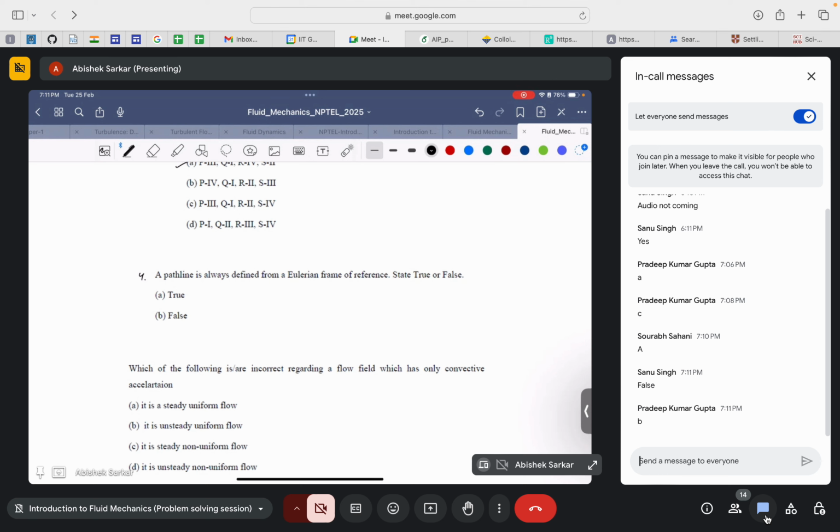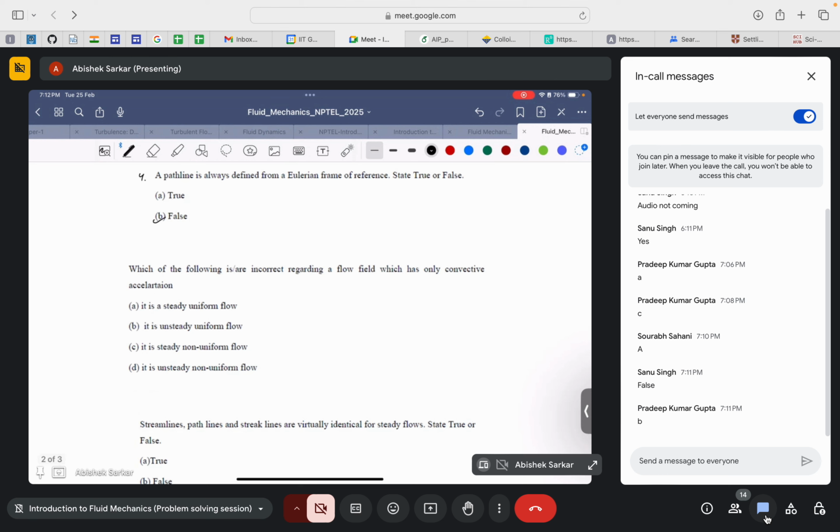So it is false, because we saw that the path line is itself the Lagrangian description of fluid flow analysis. The path line is quite well related to the Lagrangian perspective. So it is defined in terms of the Lagrangian frame of reference, not the Eulerian. Okay, so this is false. So let us look into the next question.